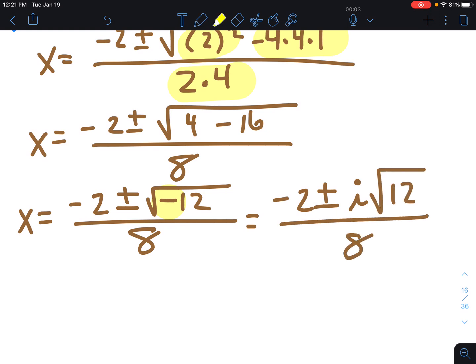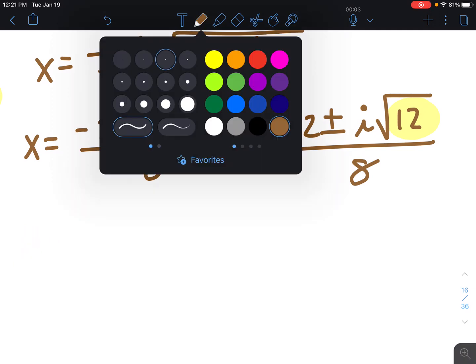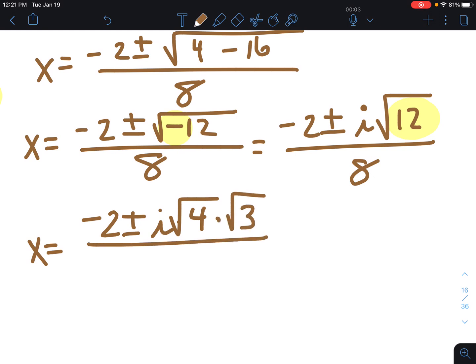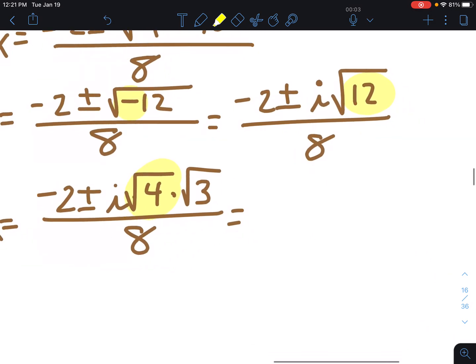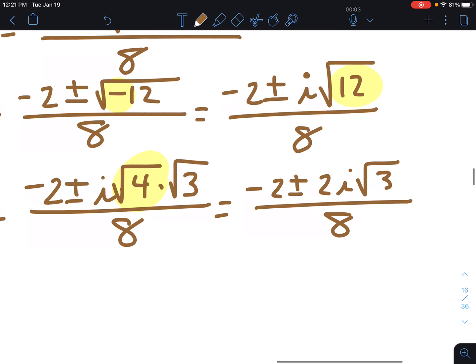And then you got to be thinking, how do I simplify the square root of 12? What perfect square multiplies into that? Should be thinking 4, such as 4 times 3, or square root of 4 times square root of 3. And then now you can simplify the square root of 4 to be 2. So if it's i times 2, we'll call it 2i. Carry over your square root of 3 over 8.